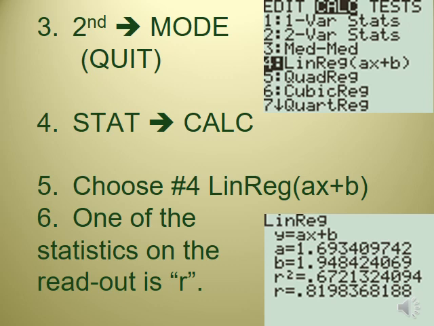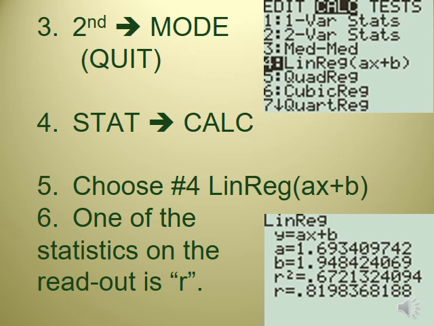Now, where you go is not necessarily where you're going to expect. You choose the choice that says LinReg. It's choice 4, and it stands for linear regression. We'll talk about what that means in a little bit. But you want to make sure you go down to choice 4, hit LinReg, and then hit Enter until you get some answers. And what's going to end up happening is you'll get a readout that looks like what I have down at the bottom of the screen.